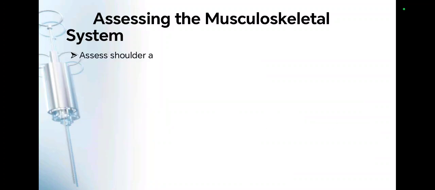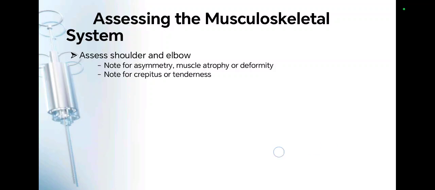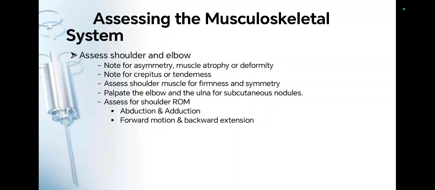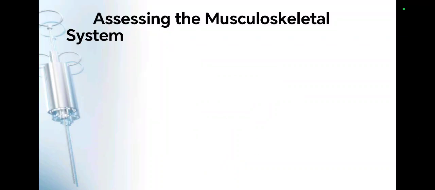Okay. And then assess for the shoulder and then elbow. Note for any asymmetry, muscle atrophy, or deformity. Note for any crepitus or any tenderness in the muscles. Note for shoulder muscle firmness and symmetry. Palpate the elbow and ulna for subcutaneous nodules. And assess for shoulder range of motion, such as you can ask them to perform abduction, adduction, forward motion, backward extension, flexion, extension, external and internal rotation, supination, and pronation.